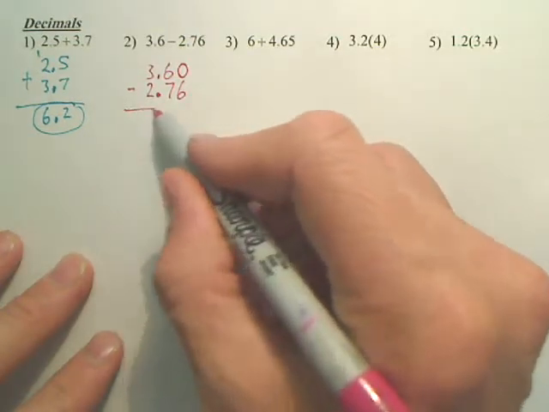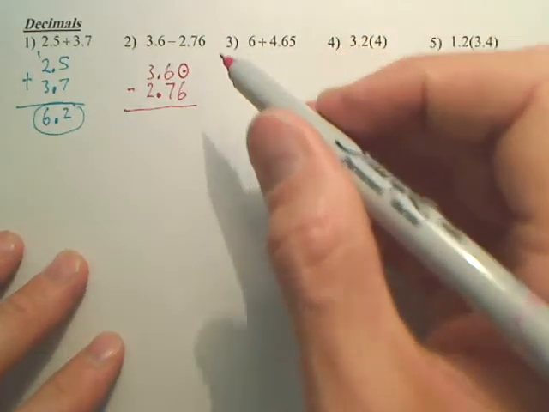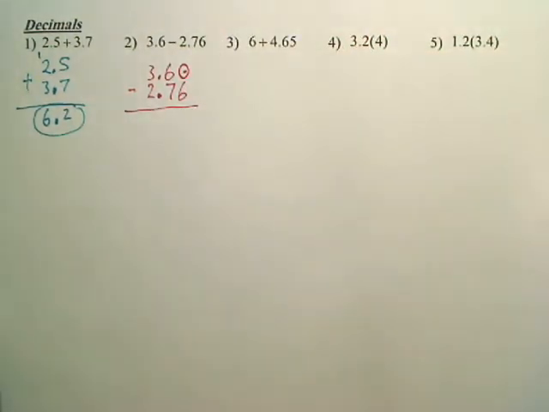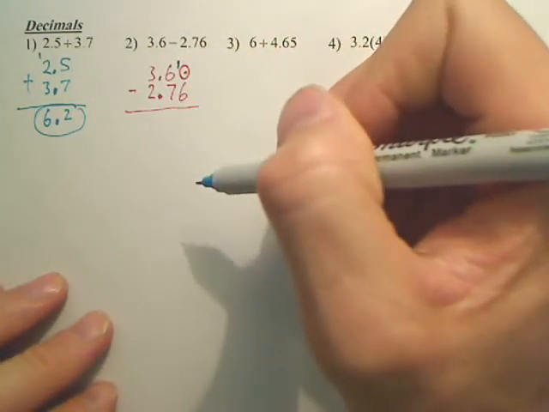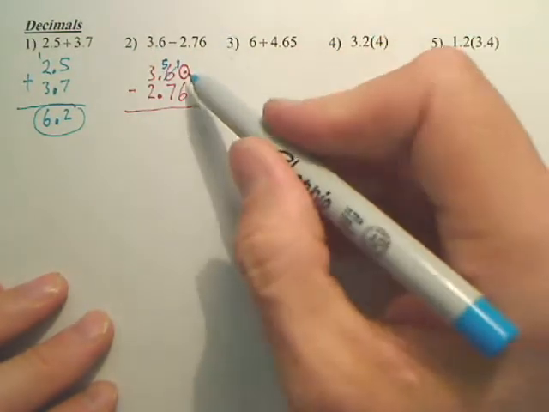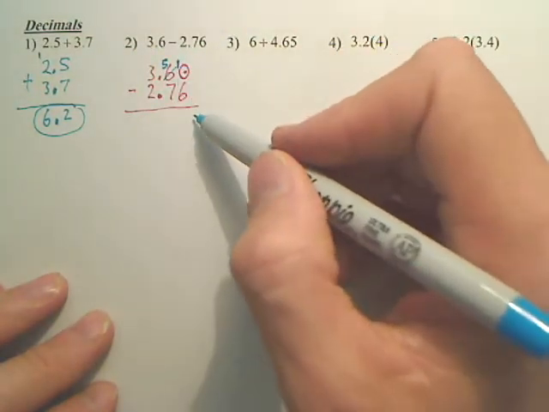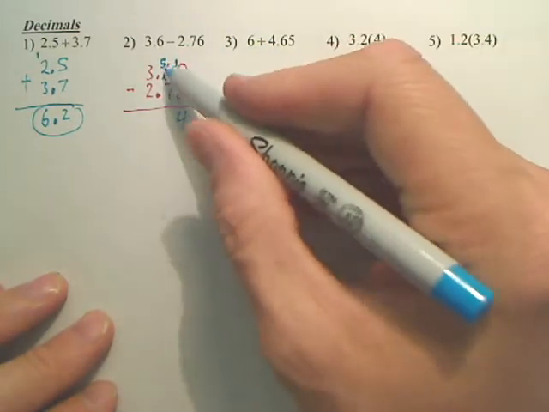Now, can you take away 6 from nothing? You cannot take away 6 from nothing. So basically, do you guys remember we're going to borrow a 1 here? And this becomes a 5? Borrowed a 1. So what's 10 minus 6? 4.